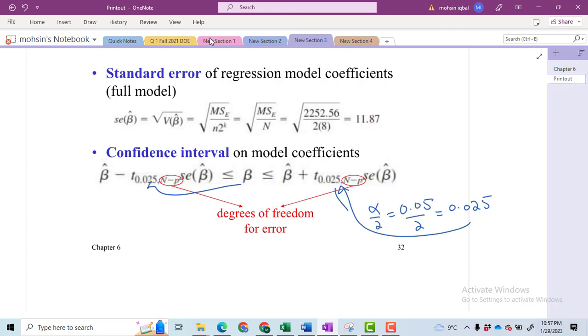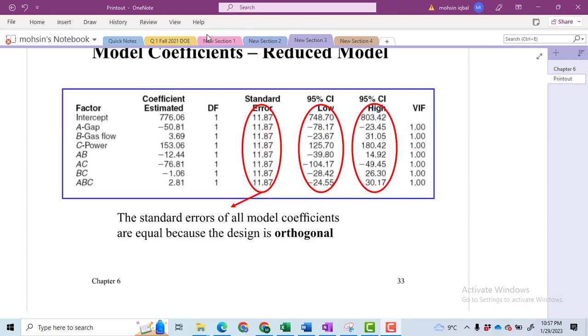So now this standard error of the beta comes out to be 11.87 and we write both of them here, and then beta hat, this is the estimated value. So using these coefficients and the standard errors, we have formulated the confidence interval at the 95% level. These are the low values of the confidence interval. These are the high values of the confidence interval.